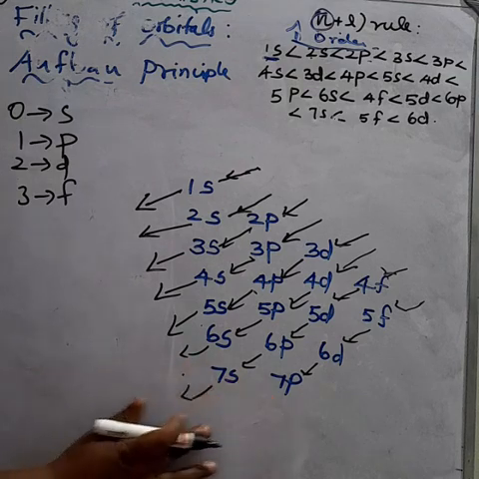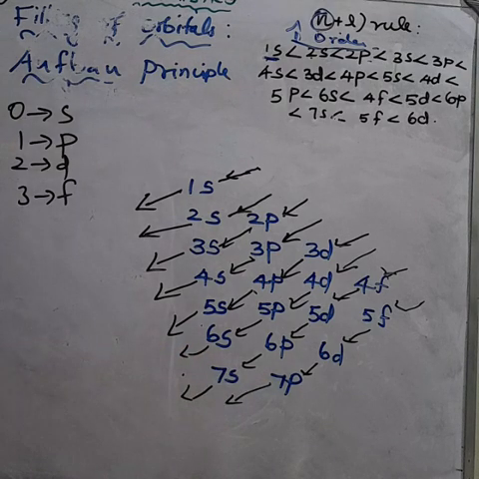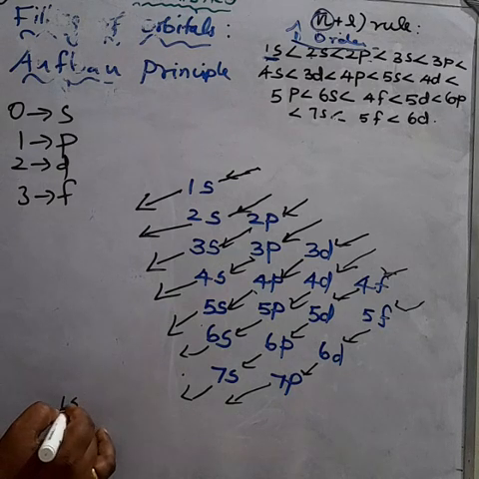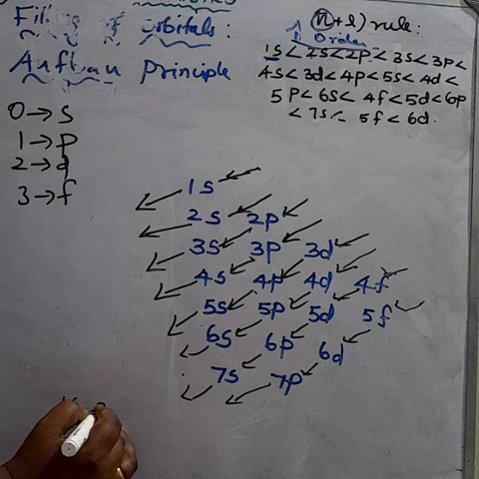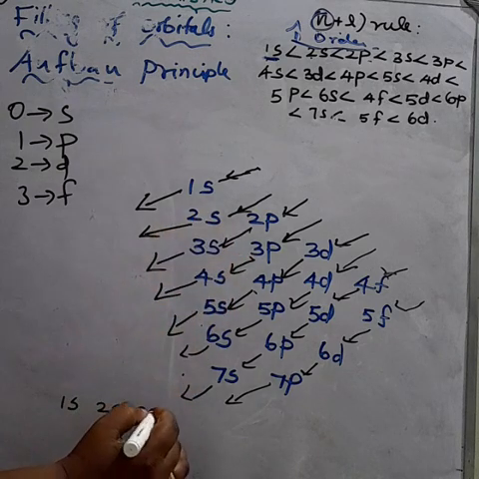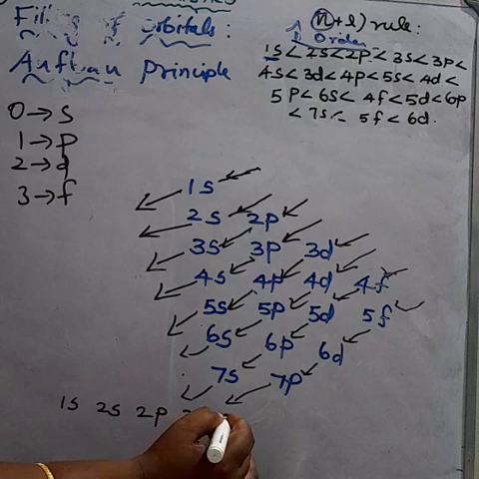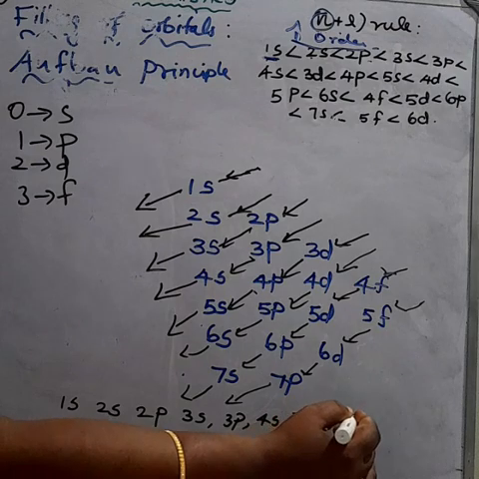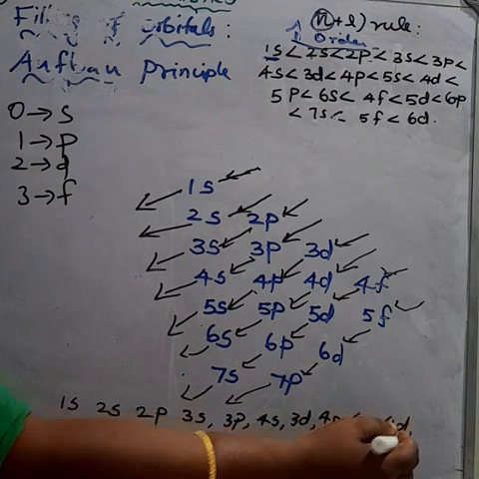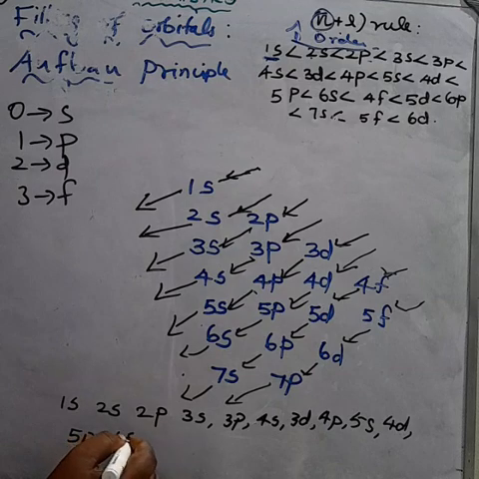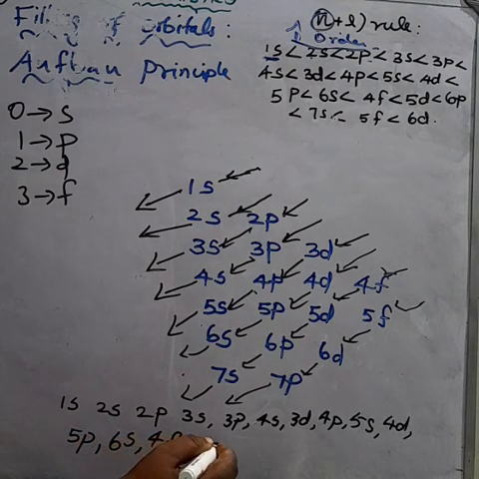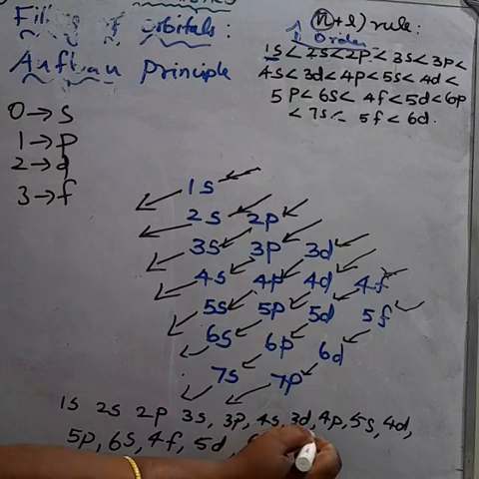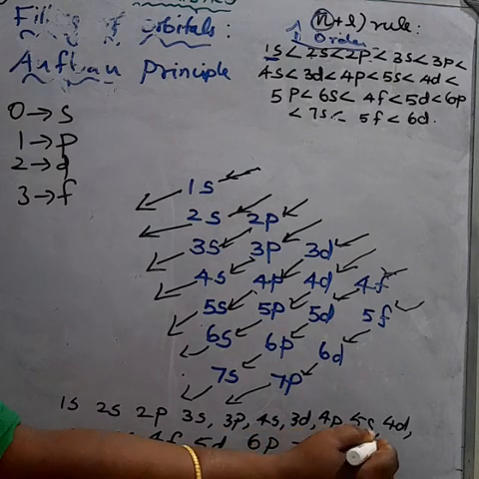Okay, in previous sections I already explained that Aufbau principle. Just let us recall that. First, electrons are filled in the 1s orbital. After that 2s, after that 2p, after that 3s, and then 3p, 4s, 3d, 4p, 5s, 4d, 5p, 6s, 4f, 5d, 6p, 7s, 5f, 6d, 7p. In this order we can fill the electrons.